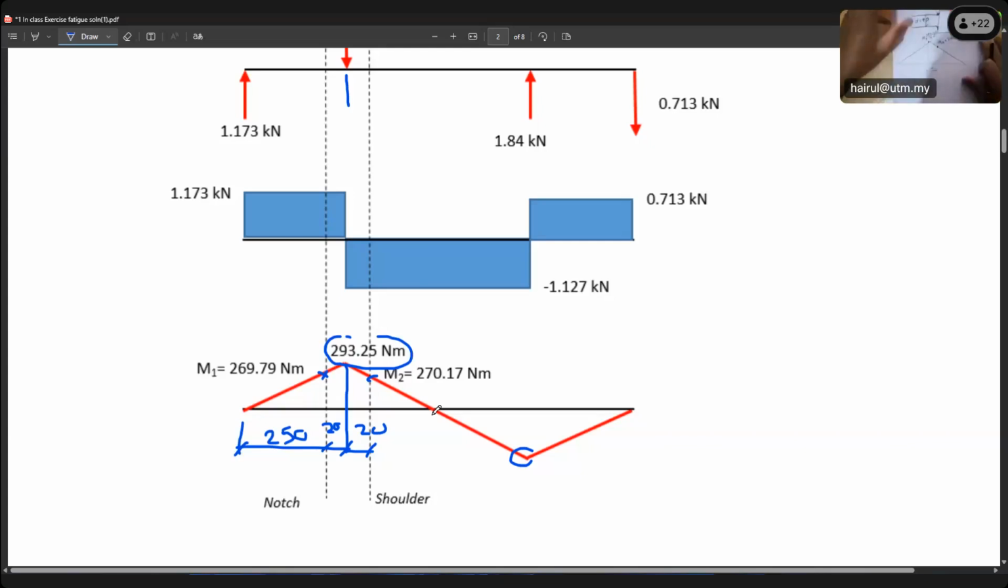Okay, the bending stress at the shoulder. Look here, I need you to focus. Bending stress at the shoulder. You must write it like this, at the shoulder. Bending stress is 32 times the moment at the shoulder.